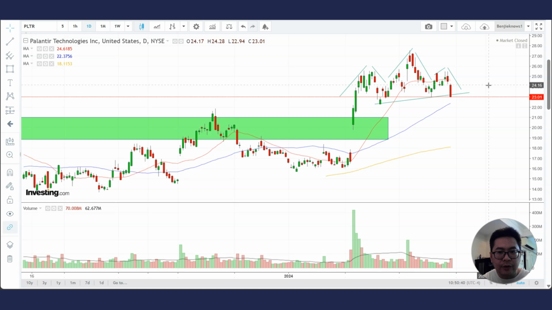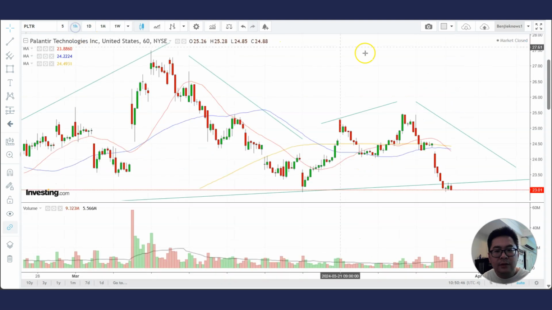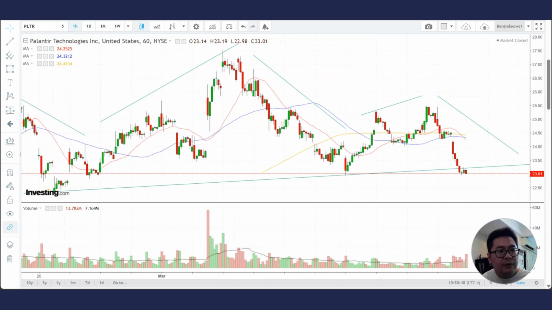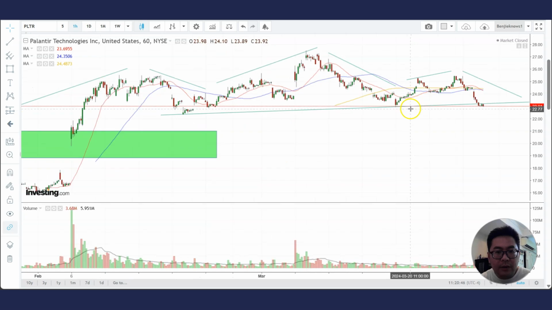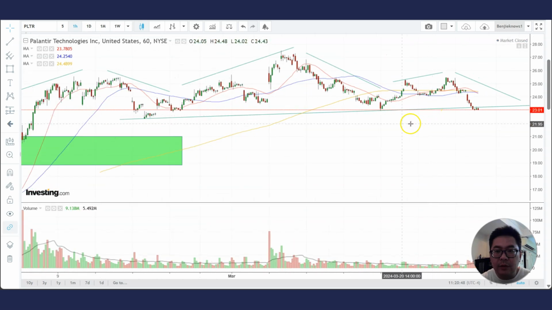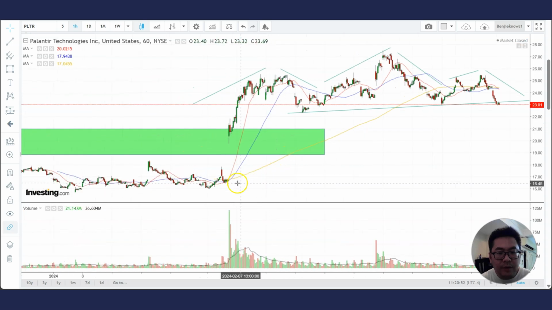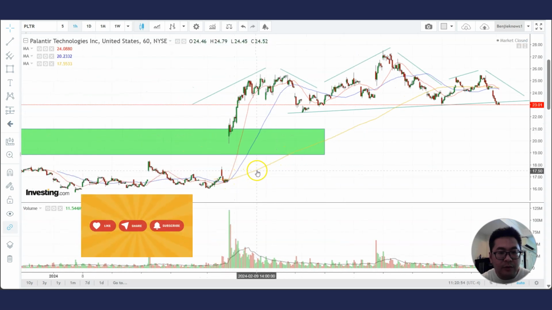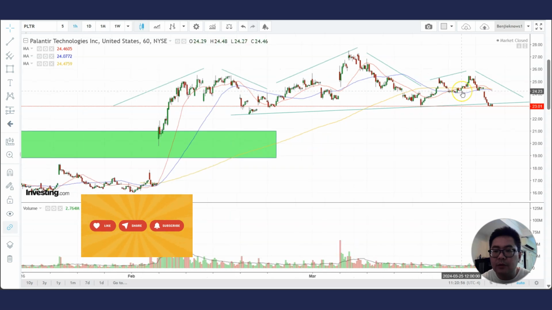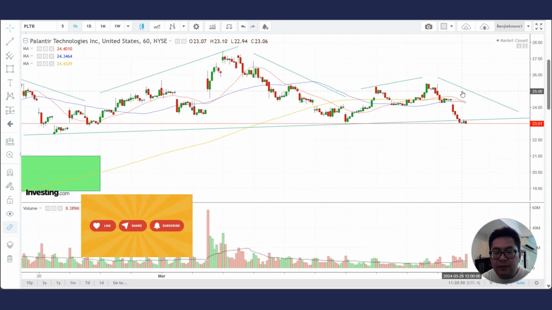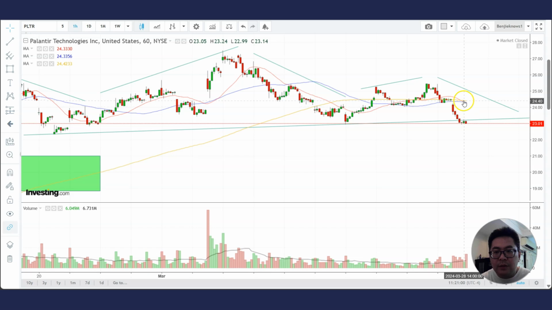You don't need to trade every day. You don't need to trade every week. You just have to wait for the best setups. And here we can see that at this moment, Palantir is below the 200 MA. You can see that here it's above the 200 MA, but once it goes below the 200 MA, things might not look so good for it. So you have to be careful, okay?